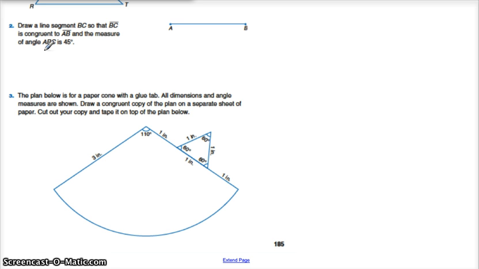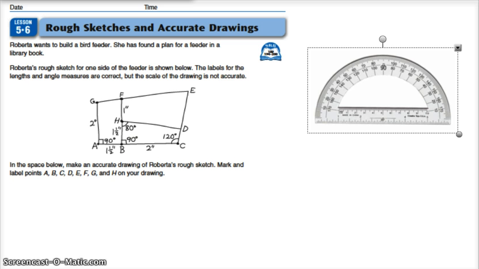But make sure that you get the right measurements. We're trying to make a real paper cone. See if you can do it. So follow those directions closely. Last page. Moving on. Okay, rough sketch, and this is our last one.